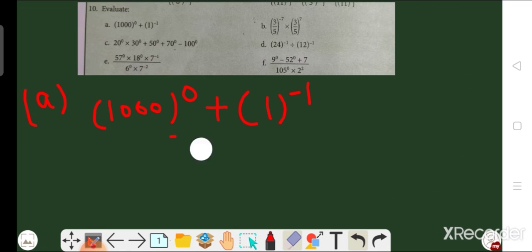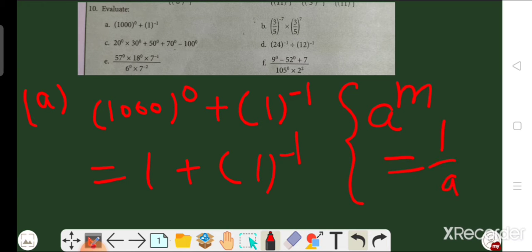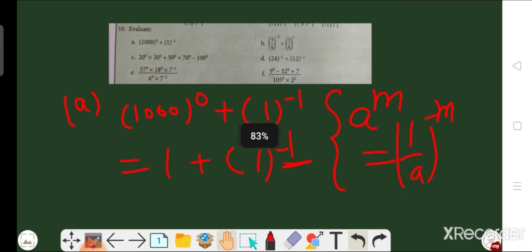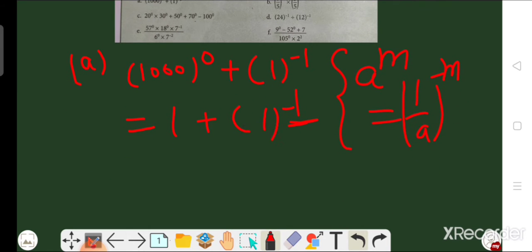So this is equal to 1 plus 1 raised to the power minus 1, and also you know that a raised to the power minus m is equal to 1 by a raised to the power m. So here we have 1 raised to the power minus 1. What can we write? We can write 1 plus 1 by 1 raised to the power 1, and this is equal to 1 plus 1, and the answer is 2. So the answer of A part is 2. This is the solution of the A part of the 10th question.